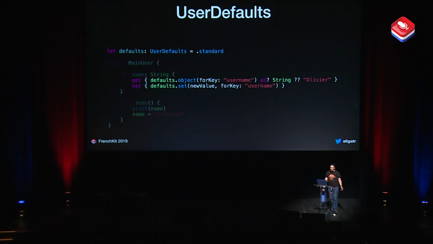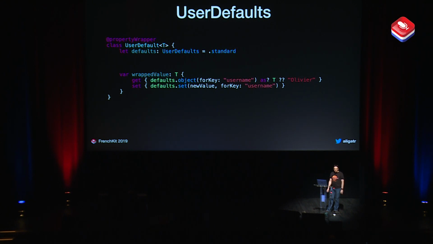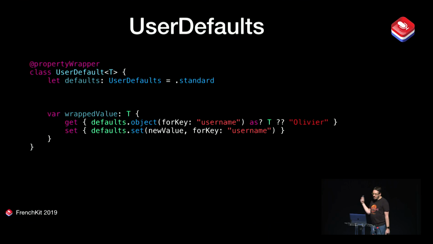So once again, we have a property with custom behavior of how it's going to be get and set. So that's a perfect use case for property wrappers. So how do we do a property wrapper based on that? We already have the custom get, the custom set, so we just wrap that in a wrapped value, and that's it. So that's as easy as it is to create your own property wrapper.